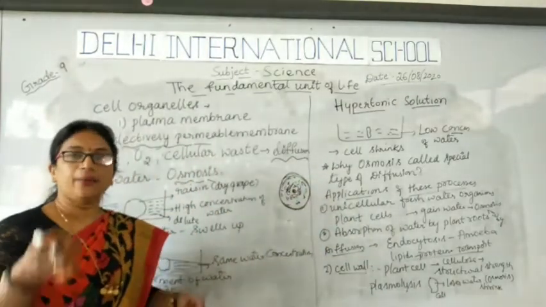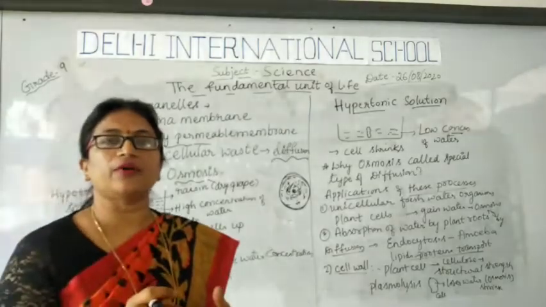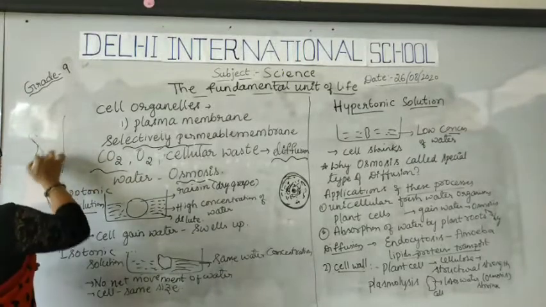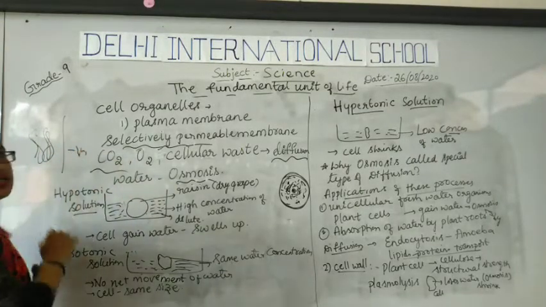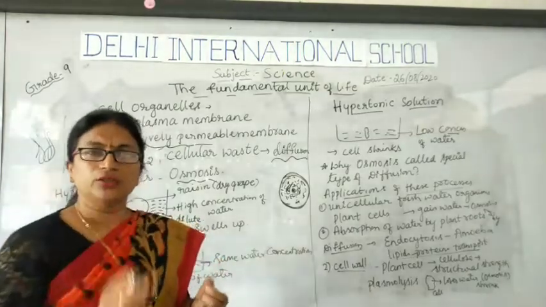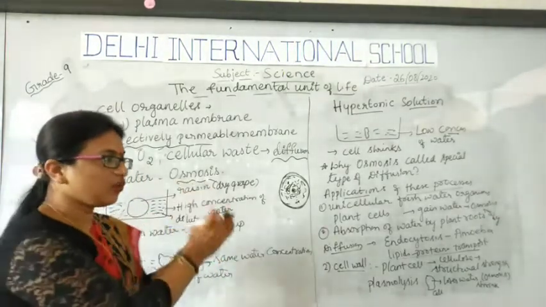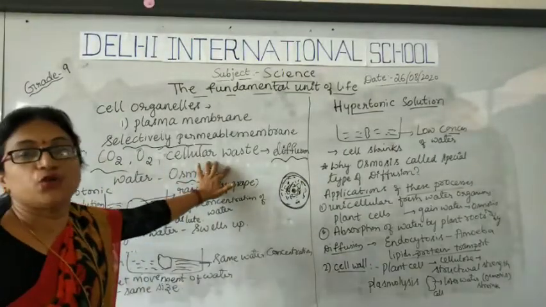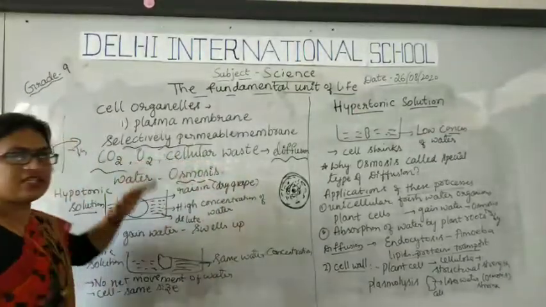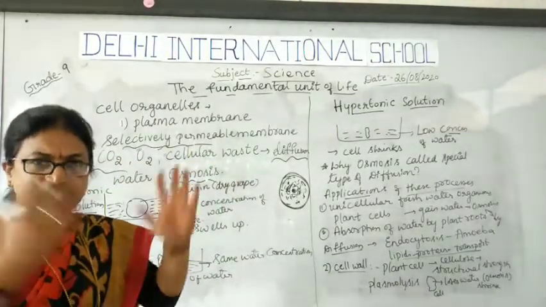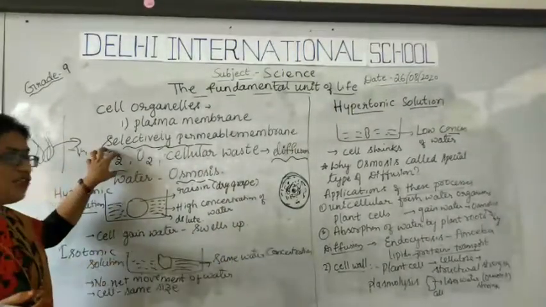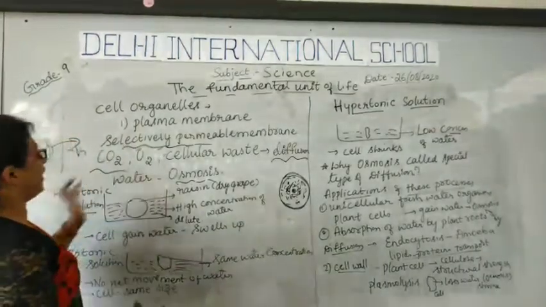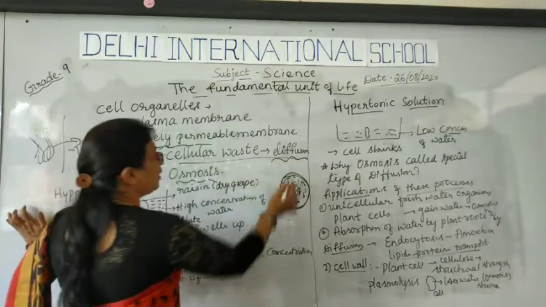Diffusion means the process of transport of molecules from the region of higher concentration to the region of lower concentration. Carbon dioxide gas is plentiful in the atmosphere outside. So from the region of high concentration to the region of low concentration, such as inside the plant cell, it enters. That is the process called diffusion.